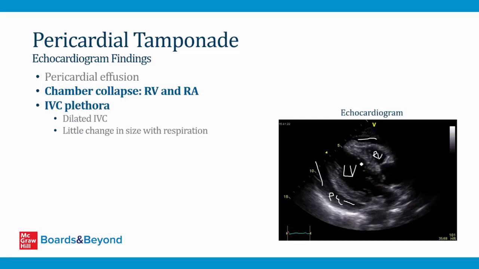But beyond simply seeing the effusion, there are other findings on echocardiogram that are often present in patients who have tamponade. One of these is chamber collapse. So in the right ventricle during diastole, when the pressure gets low, and also in the right atrium, if the pressure is high in the pericardial space from all that fluid, these chambers will collapse, and you can visualize that on echocardiogram. And then the other finding is called IVC plethora.